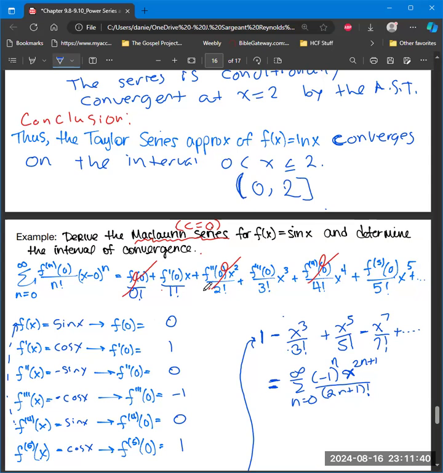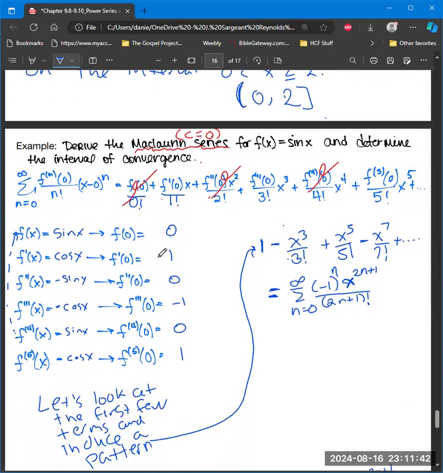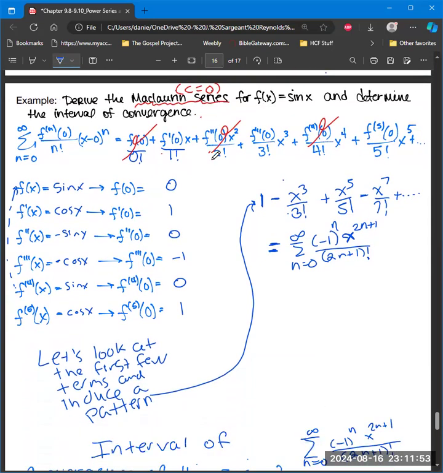All right. Now, kind of a longer example. I think this is the last example here. Let's actually derive the Maclaurin series for f of x equals sine x and determine the interval of convergence. This one's kind of funky, but you'll see what it means for sine to be an odd function.